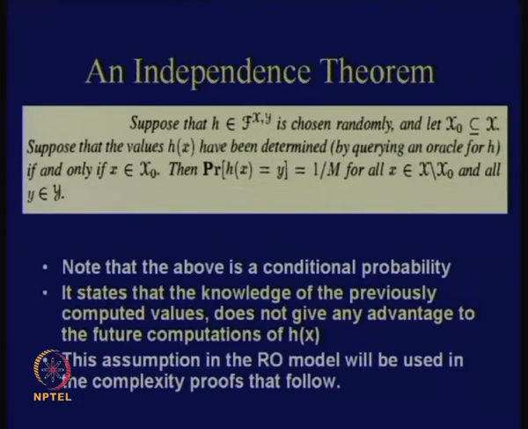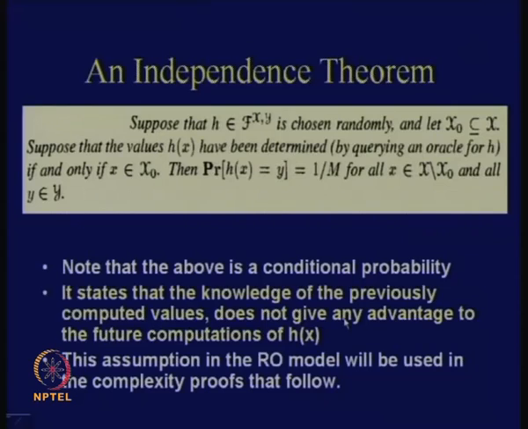So, as we said, we are discussing the independence theorem, and this is what I have told you in the picture. Suppose you take h belonging to F(X,Y), chosen randomly, and out of X you take a subset X0, and you know all the values of the hash for x belonging to X0. Then the probability that h(x) is equal to y is 1 by m, for all x which belongs to X minus X0, and for all y which belongs to Y.